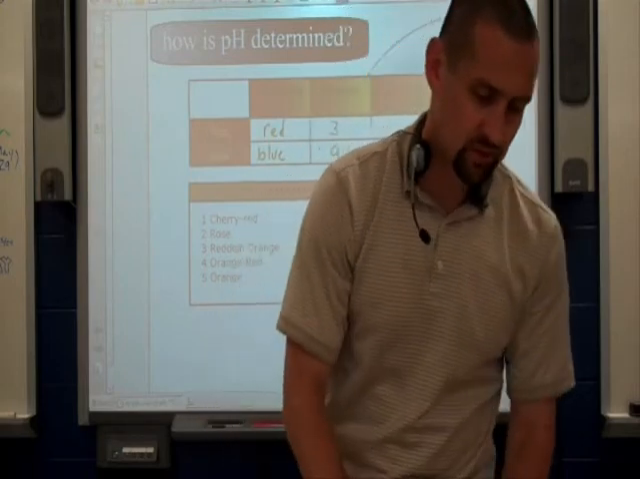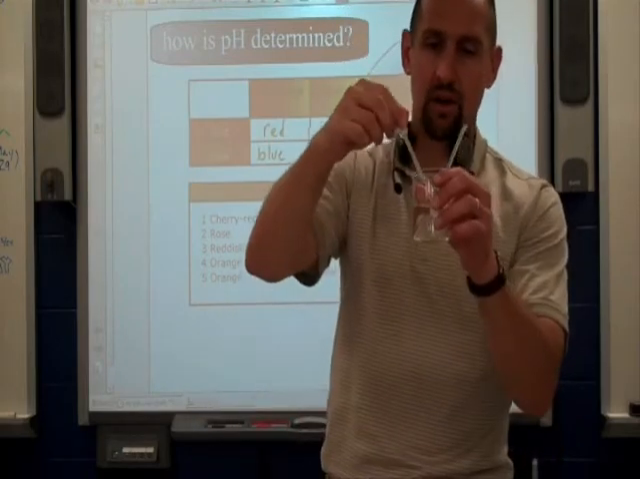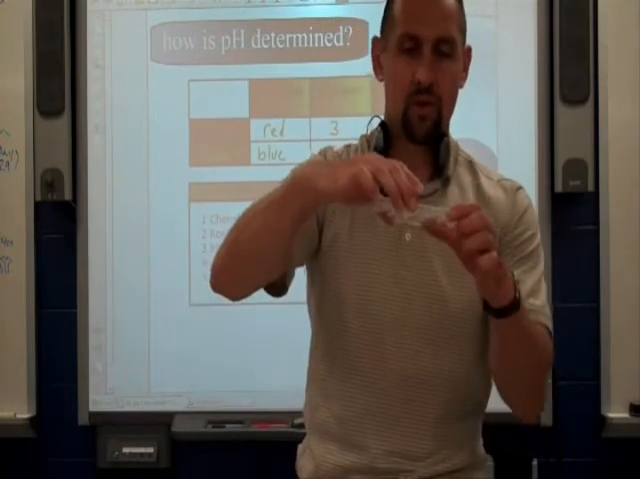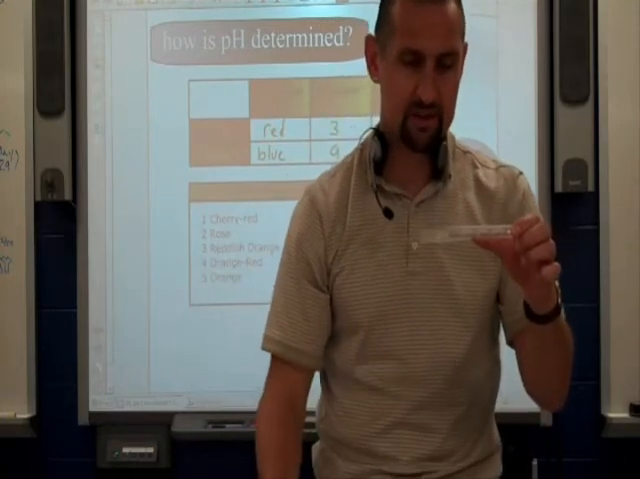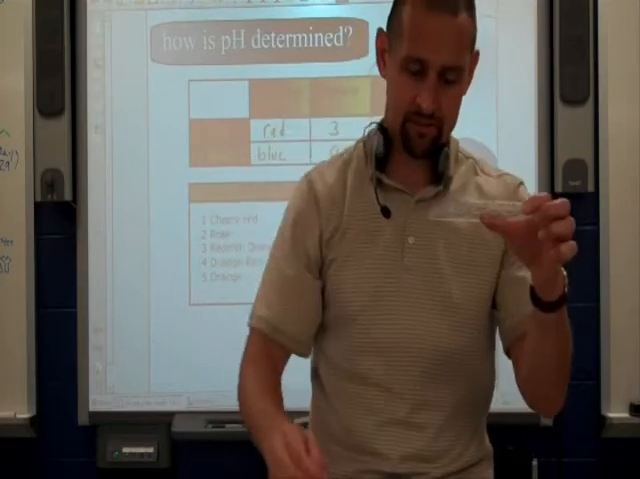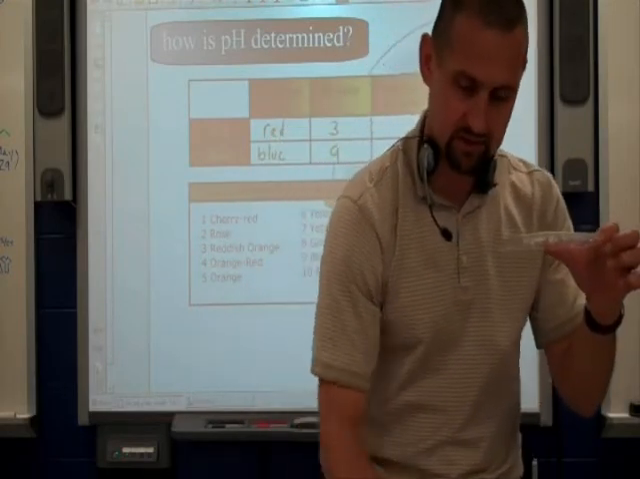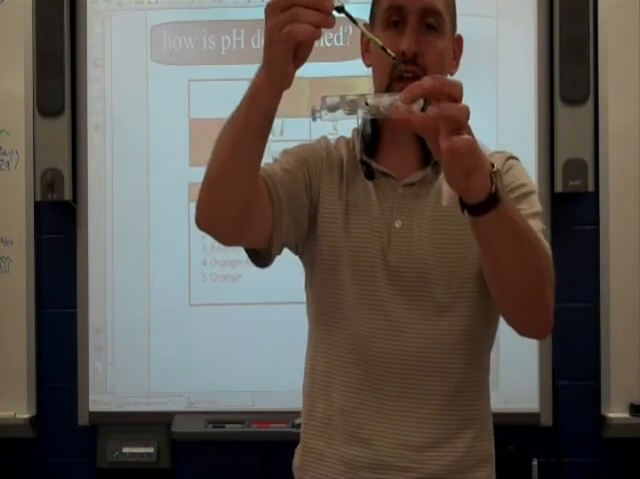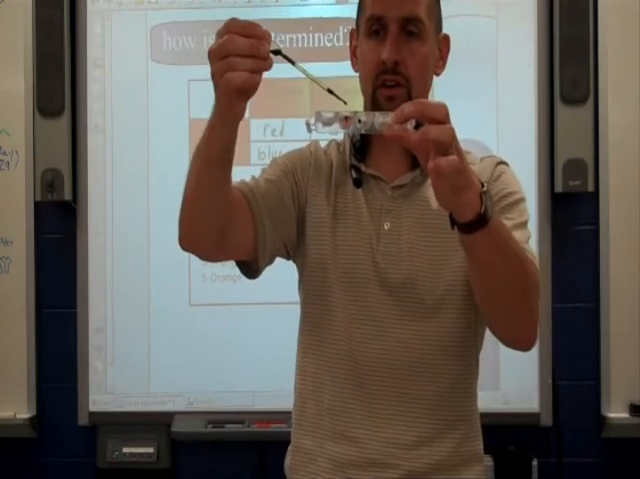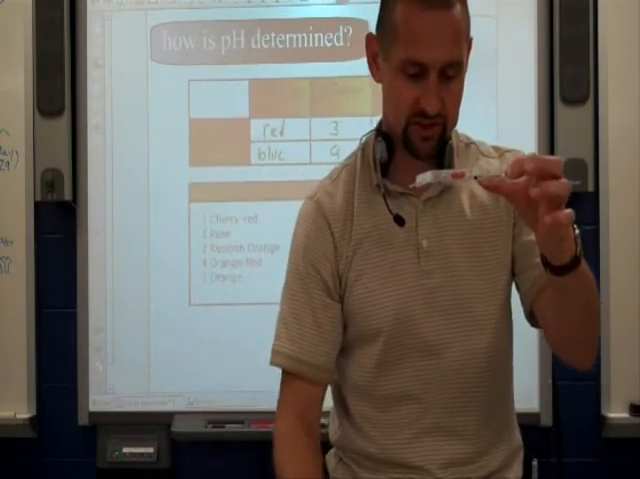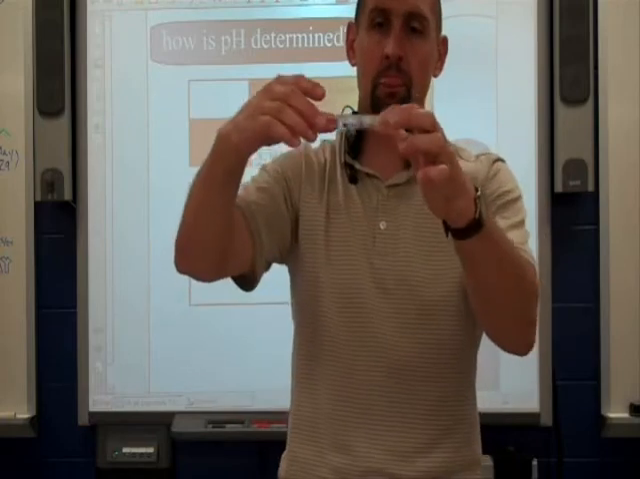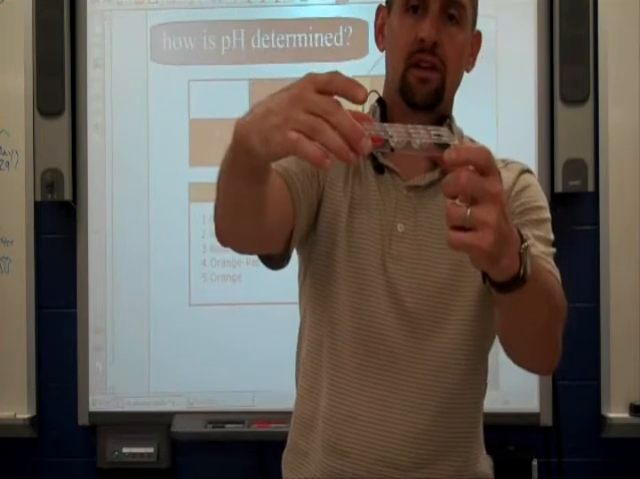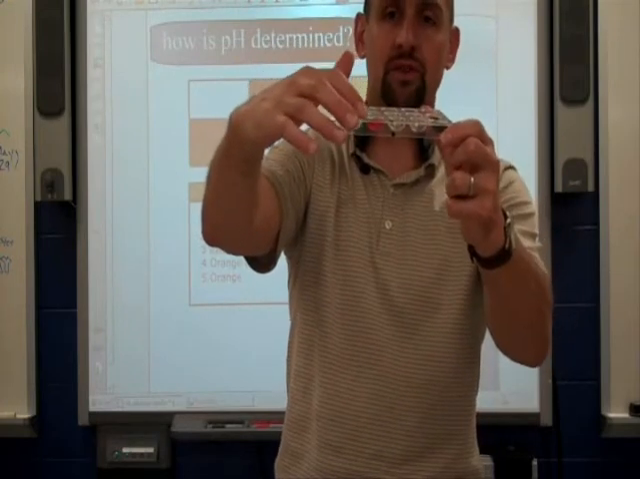Well, in this case, we'll put a little drop of our acid into a tray. We'll put a little drop of our base into a tray. We'll add a little bit of an indicator solution, and we'll see if they turn colors. So you'll notice that this one turns green, this one turns orange.